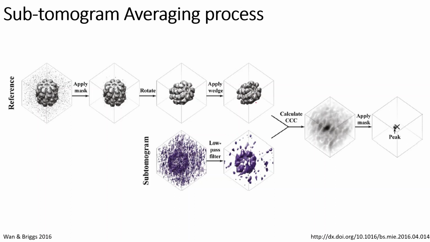low-pass filtered to a certain resolution. And of course, from different orientation shifts, you can generate a cross-correlation map, and find the best orientation for every single one of your sub-tomograms, then you can create a new reference and do it iteratively.